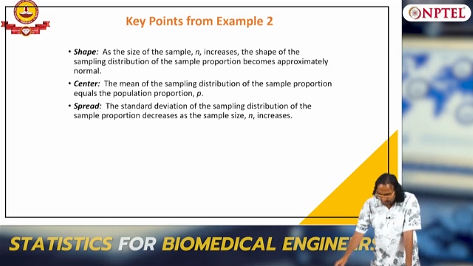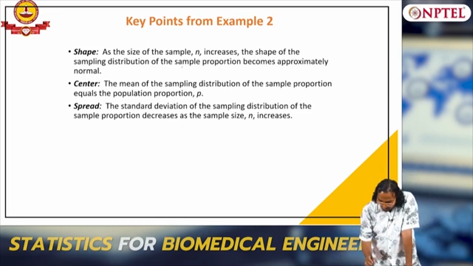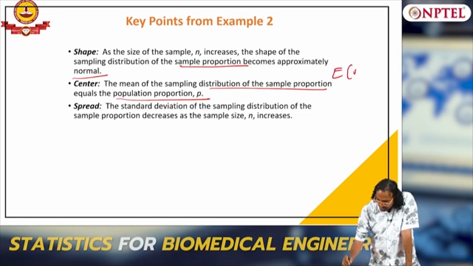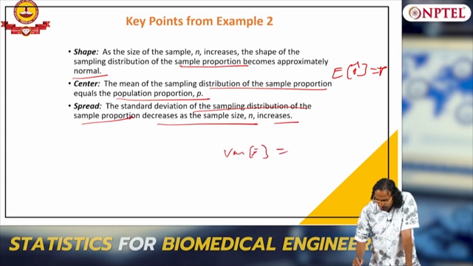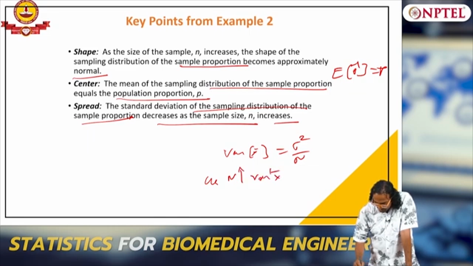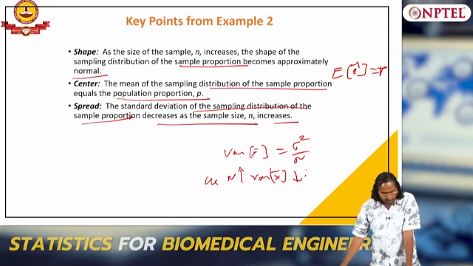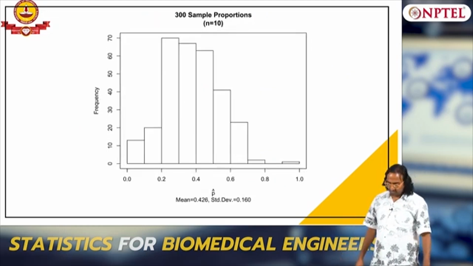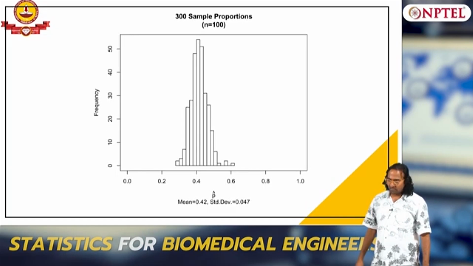So key points: as the sample size n increases, the shape of the sampling distribution of the sample proportion becomes normal. The mean of the sampling distribution of the sample proportion equals that of the population distribution. Expectation of p hat equals p. The standard deviation of the sampling distribution of the sample proportion decreases as n increases, because we know variance of x bar equals sigma squared by n. As n increases, variance of x bar decreases, that is what you saw here. See the width decreases, spread decreases. Clear?